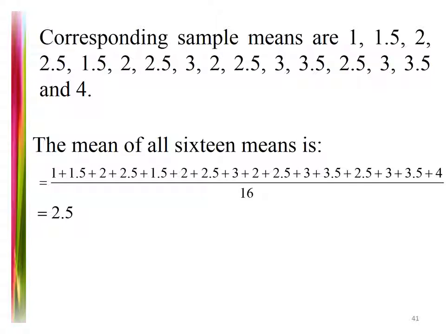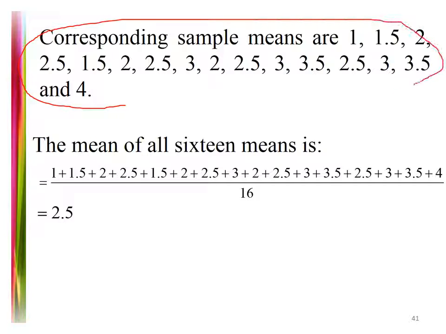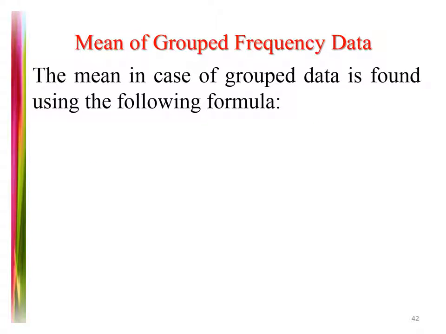So these are the corresponding sample means. If you calculate the average of these averages, that means the sum of all these observations divided by 16, that is equal to 2.5. We already have the population mean as 2.5. So the average of the averages is also equal to 2.5. That's a useful result.